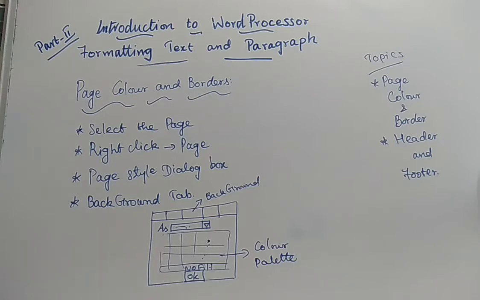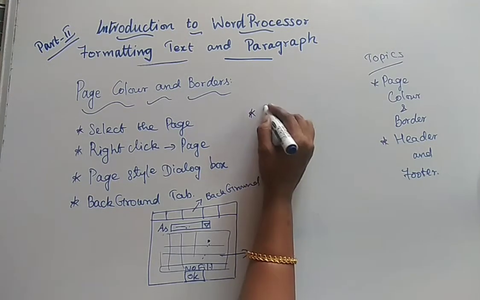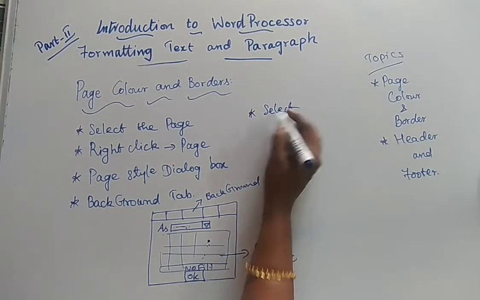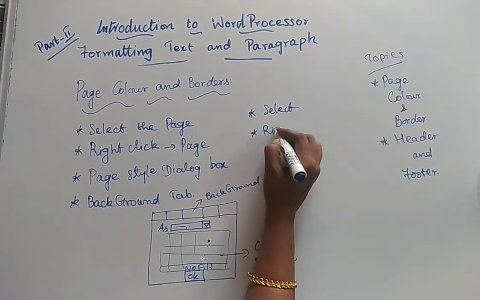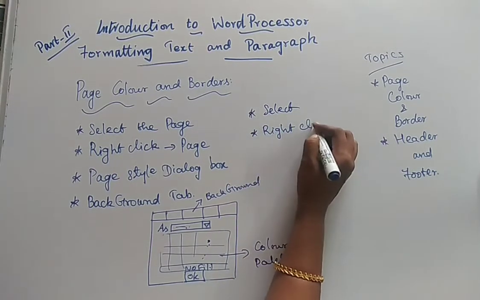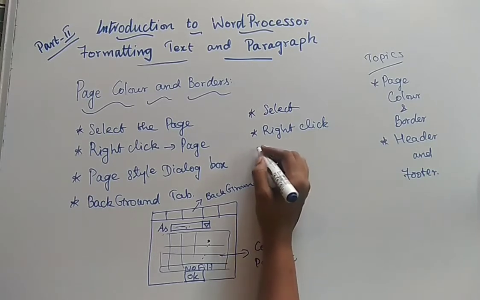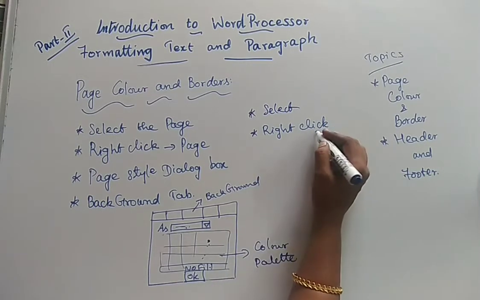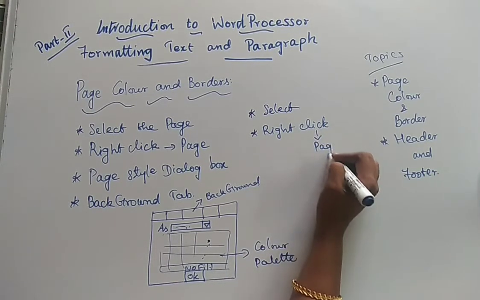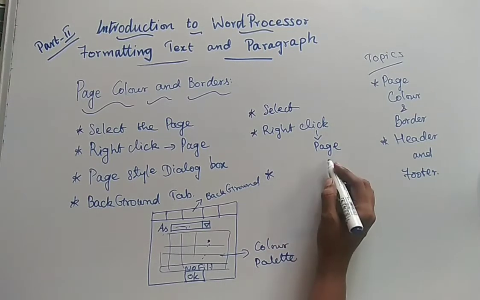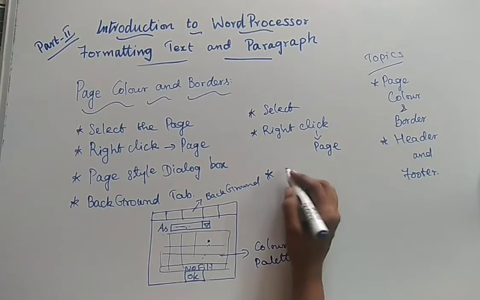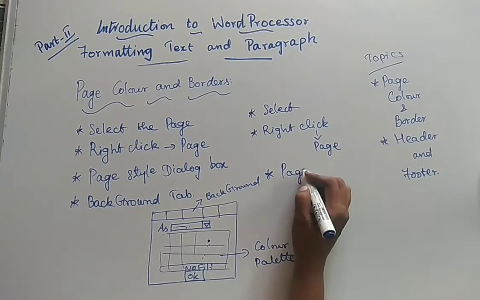Next we are going to see how to change the page border. Here also the same procedure. First you need to select the page. Next the same thing, you right click on the page. Immediately you will have a pop-up menu. In that you need to select page. Now you tell me, after selecting the page what will be displayed for you? Page style.